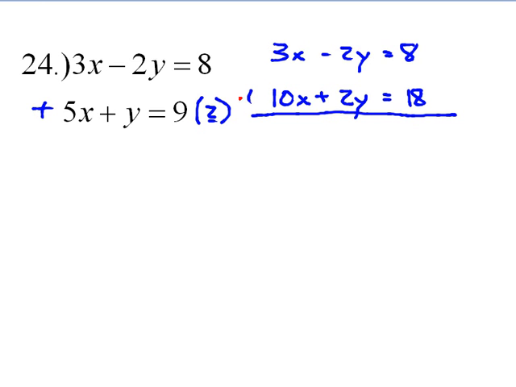Now you simply add these two equations. So we have 3x plus 10x is 13x. Now look at this. This is what we're looking for. We cancel those out, and we add this and we get 26. So what we're left with is only one variable. 13x equals 26. And we can simply determine that x equals 2.